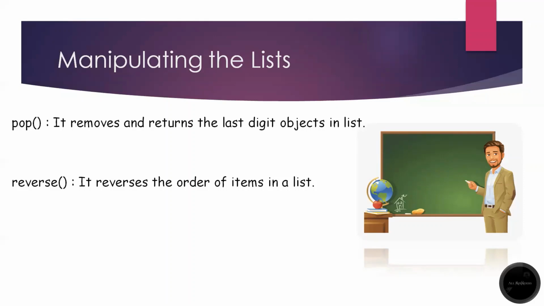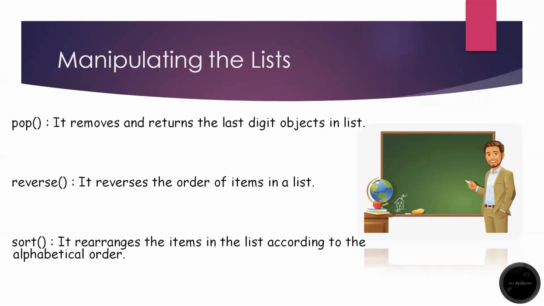Guys, these manipulation operations are only for the list. These manipulations are not for the tuples, because tuples are immutable and we cannot perform operations for changing the values. Then we have the reverse function. It reverses the order of the items in a list. Maybe if you have 1 2 5 7 in a list, then by using the reverse function, we can store that list like 7, 5, 2, and 1.